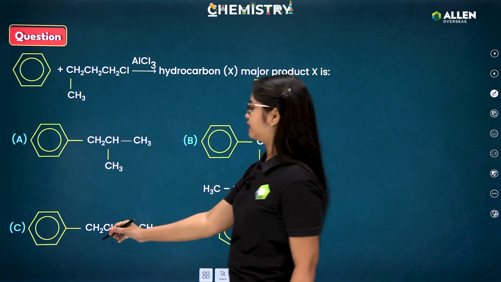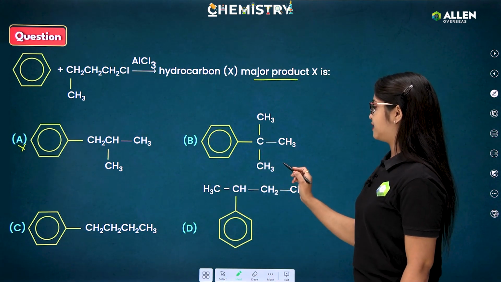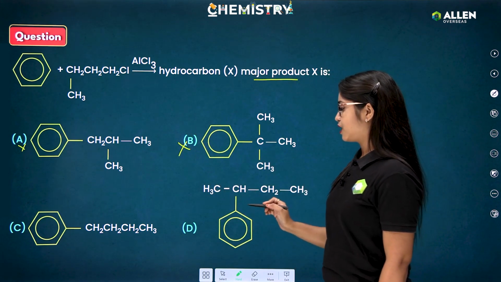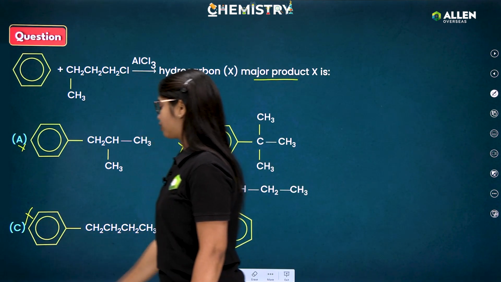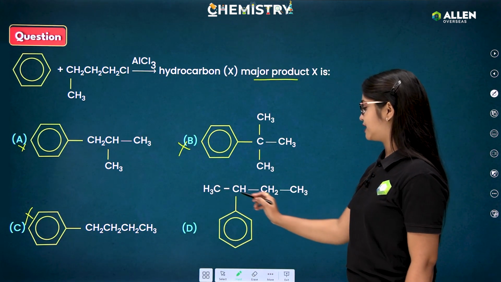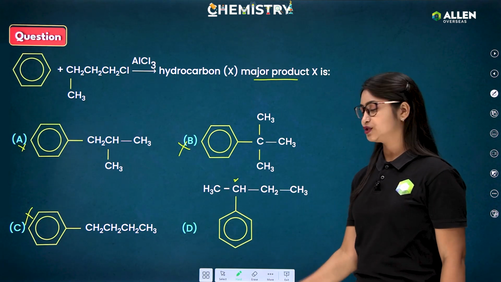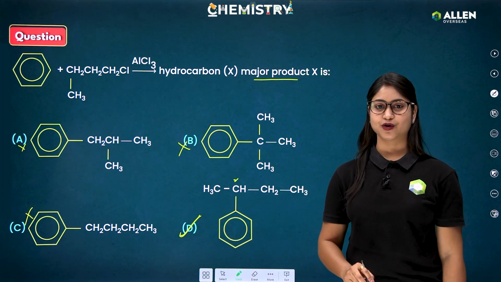So we can look for the product which has this 2 degree carbocation attached. Here, this cannot be the answer, you can see. In B, it is 3 degree, so this is also not possible for this compound. In option C, this is formed by a 1 degree carbocation, so C is also incorrect. And in D, you can see this product will be formed by the 2 degree carbocation. So yes, option D will be the right answer to this question.